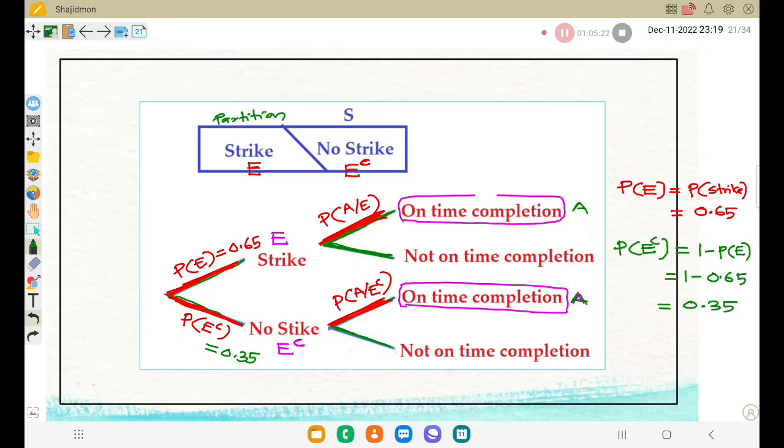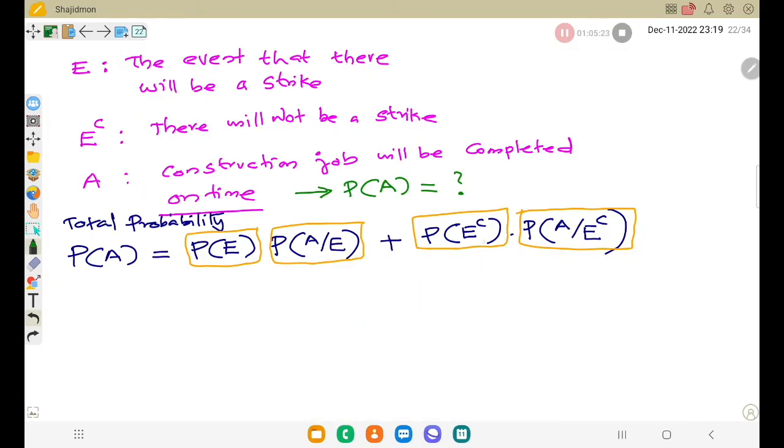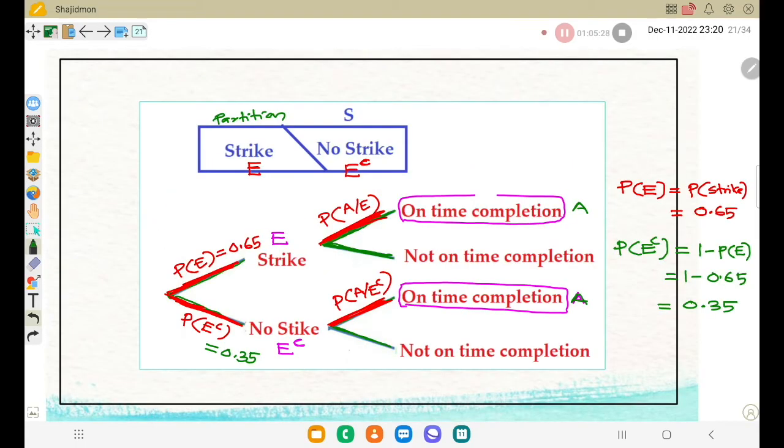0.35. Okay. Now, what is the next one we need to do? Probability of A given E. That is the next calculation. Probability of A given E.